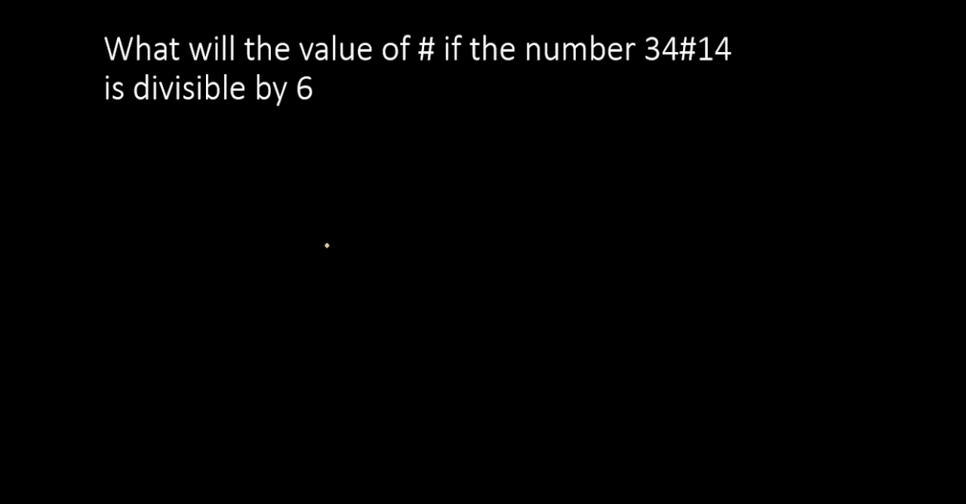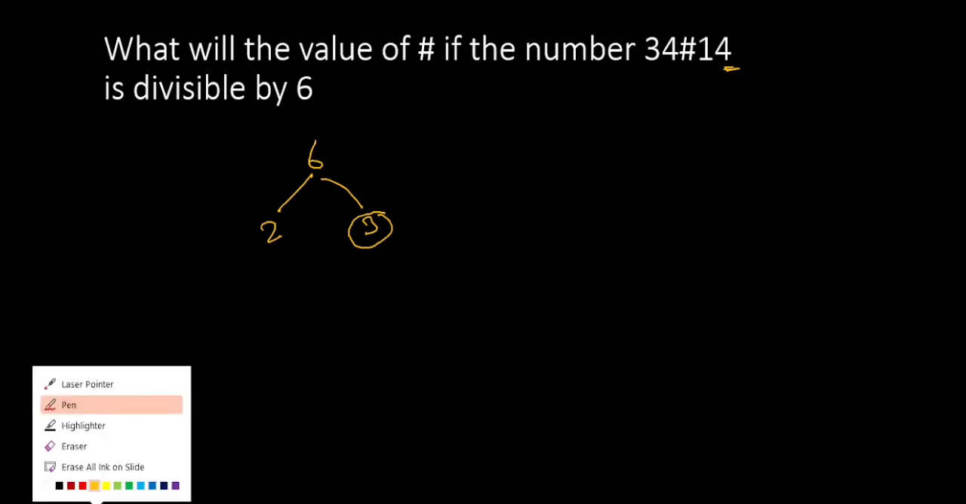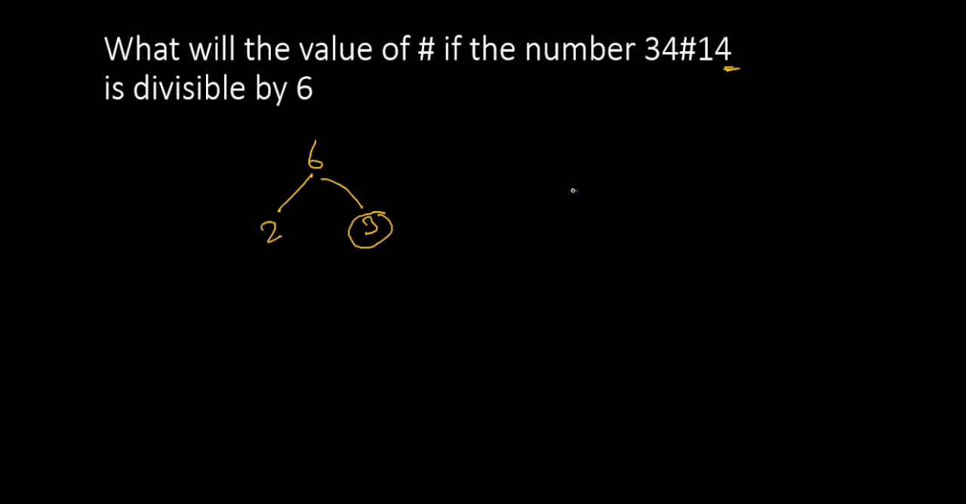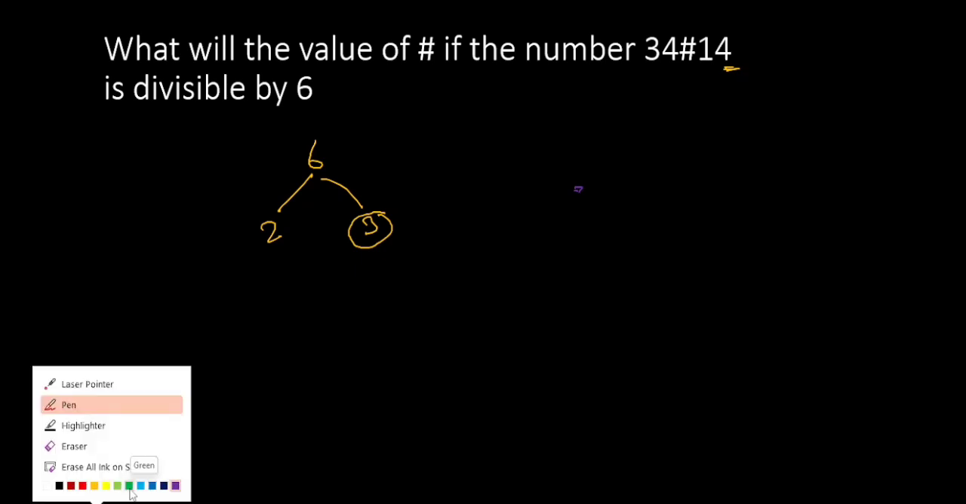What will be the value of hash if the number 34hash14 is divisible by 6? So 6 has factors 2 and 3, so 2 into 3. If the last digit is even, obviously that is divisible by 2, so no problem with 2. But when you want to divide by 3, the sum of the digits should be divisible by 3. I will change the color here. So the sum of the digits should be divisible by 3.